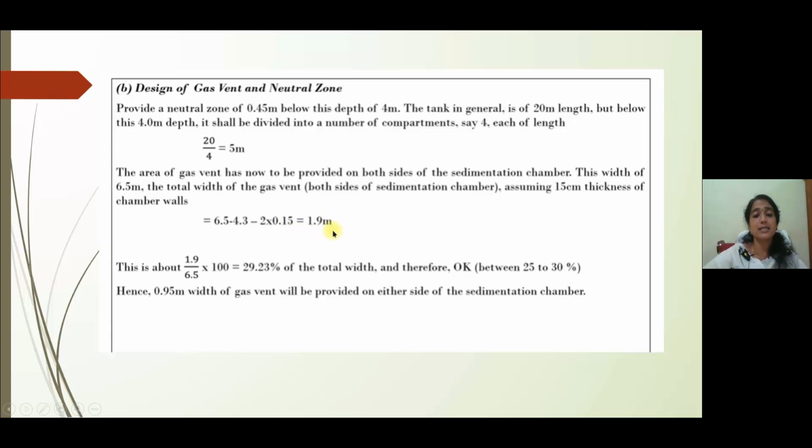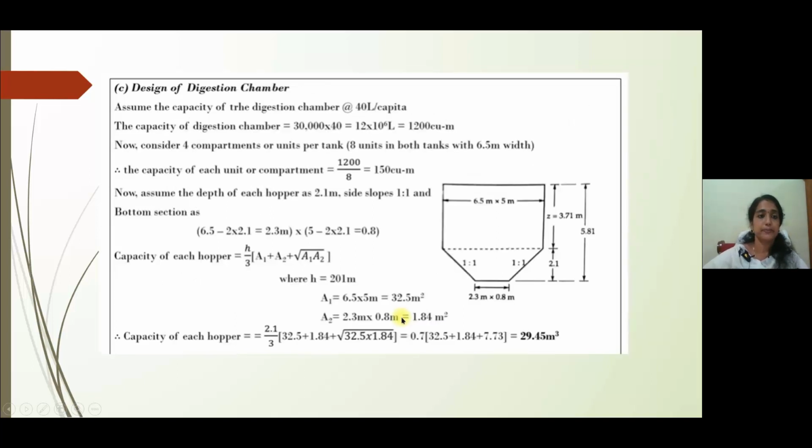If you have any doubt, please refer to figure C in the previous slide. This is about 1.9 divided by 6.5 into 100, that is equal to 29.23% of the total width, and therefore the design is okay. This should be in between 25 to 30% of the digestion area. Hence, 0.95 meter width of gas vent will be provided on either side of the sedimentation chamber.